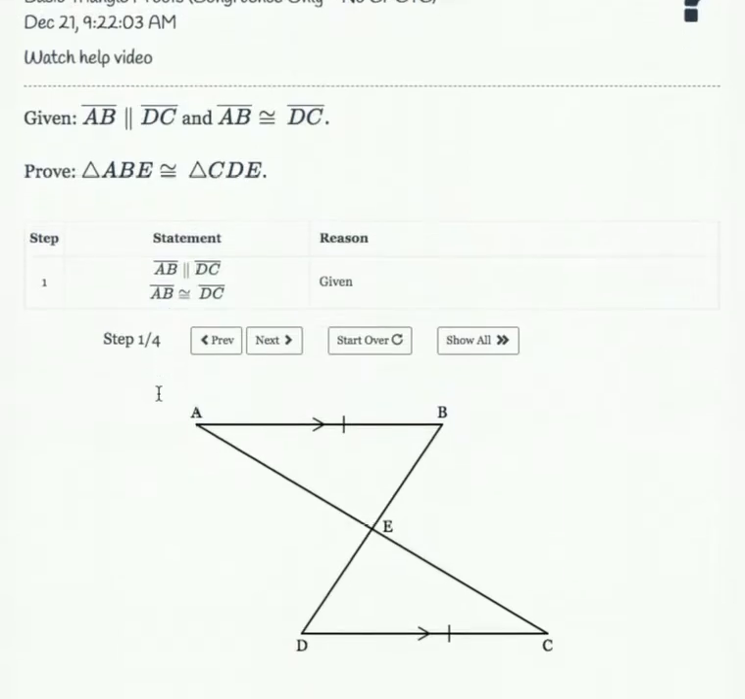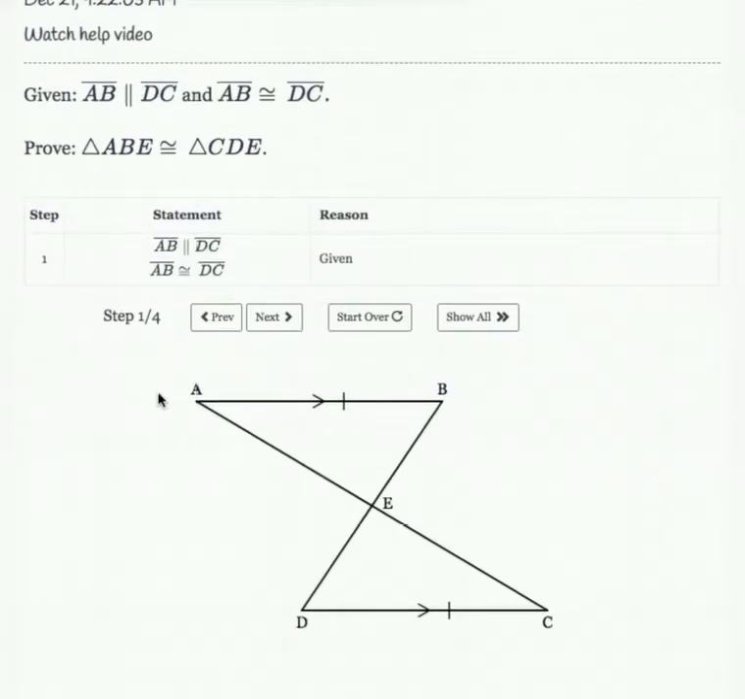Going to number 4. It tells us we have a parallel line and congruent segments. So we're thinking we need to find out about these 2 triangles. Anytime I see a vertical line, parallel lines, I'm thinking alternate interior angles. Anytime I see this X shape, I'm also thinking vertical angles.